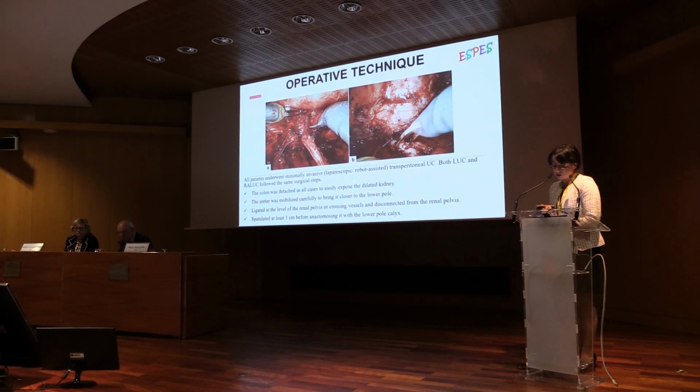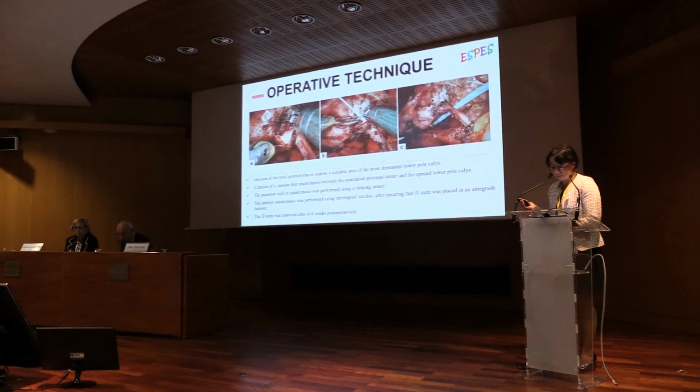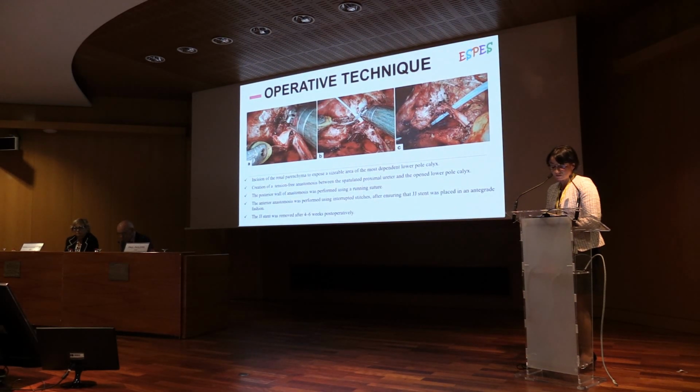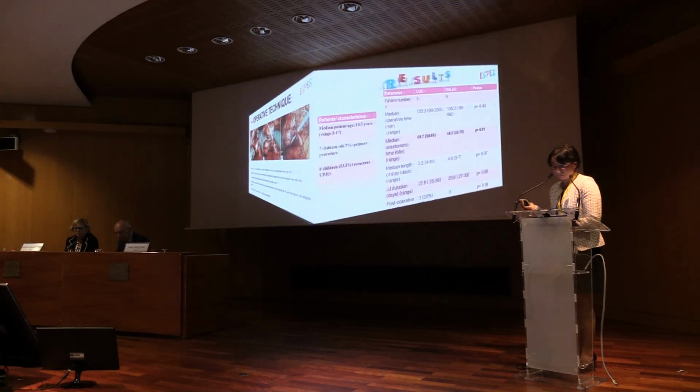So after the mobilization of the colon, the ureter was mobilized and divided at the level of the pelvis, above the crossing vessels, and spatulated for at least 1 centimeter before the anastomosis. Then we proceeded with the incision of the renal parenchyma and the creation of a tension-free anastomosis between the spatulated proximal ureter and the lower pole calyx after the positioning of the J stent.